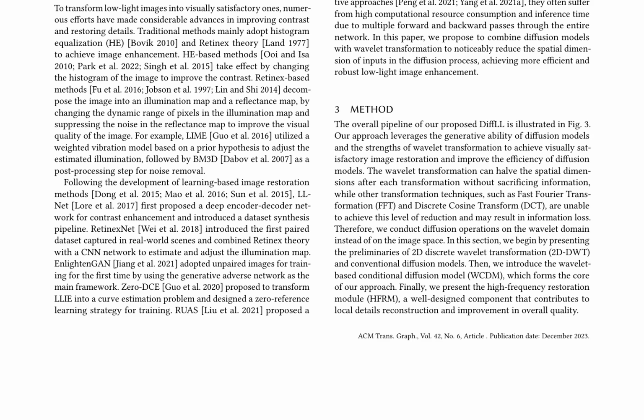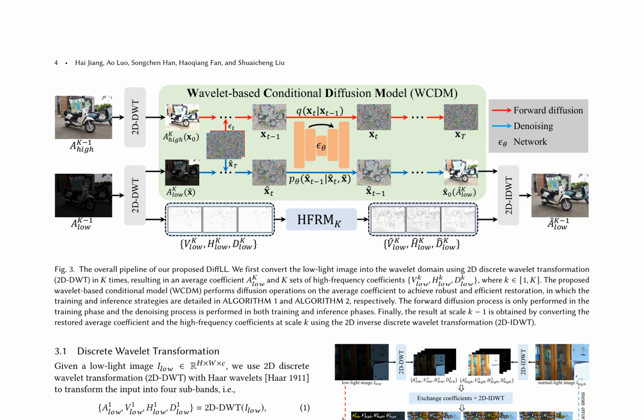The proposed DiffLL method leverages the generative ability of diffusion models and the strengths of wavelet transformation to achieve visually satisfactory image restoration and improve efficiency. The approach involves converting the low-light image into the wavelet domain using 2D discrete wavelet transformation, followed by diffusion operations on the average coefficient to restore the image. The high-frequency coefficients are reconstructed through a high-frequency restoration module, HFRM, to facilitate local details reconstruction.